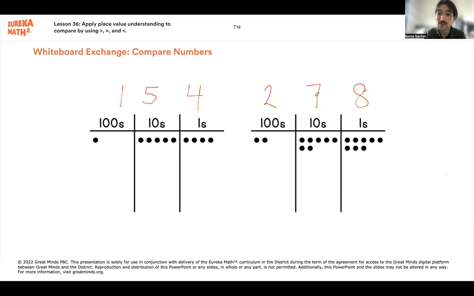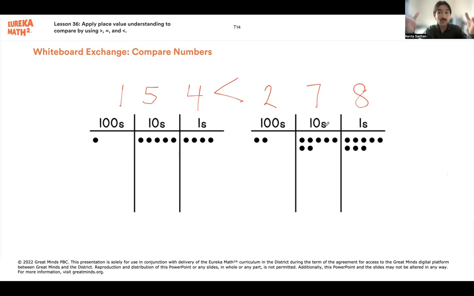Point at the bigger number, everyone. Yeah, 278's bigger, right? So do you remember that we draw our mouth? You can think of it as my mouth or your mouth or alligator's mouth or your pet dog's mouth is always going to be opening up towards the bigger number. And we read this as 154 is less than 278, right?